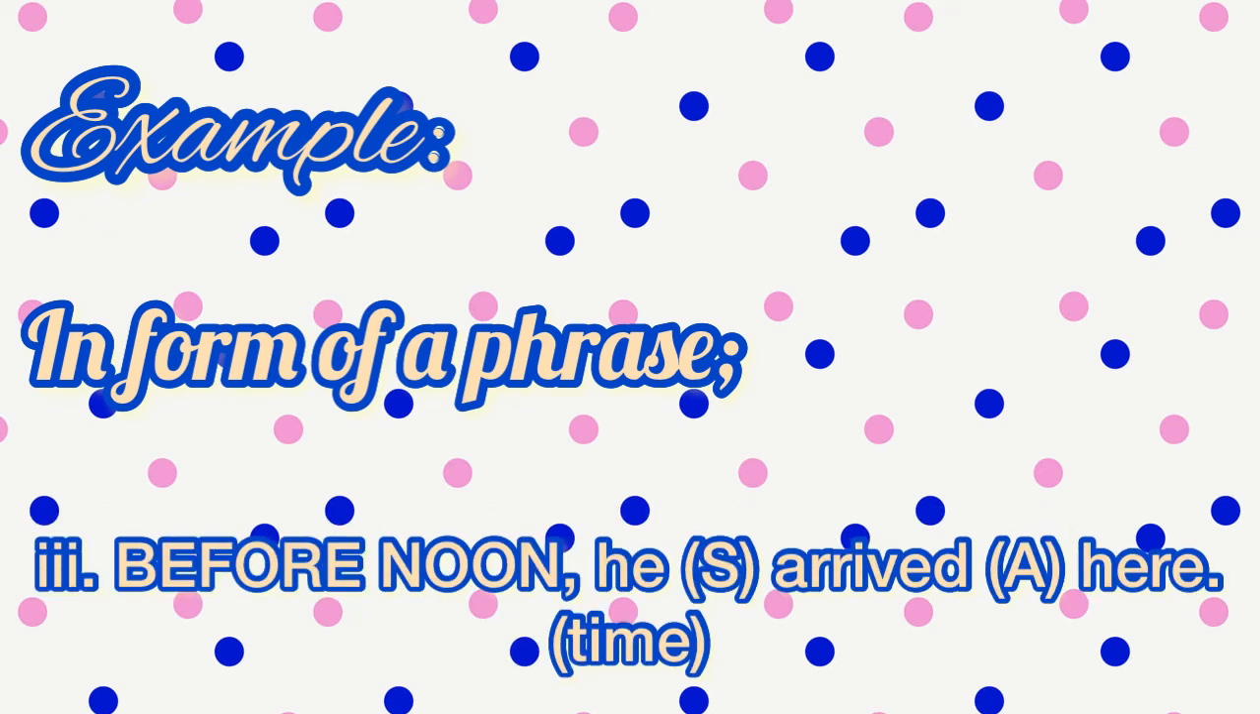Before noon, he arrived here. Now, what is the adjunct you can spot? Before noon. Of course, that indicates time, and that comes in the form of a phrase.